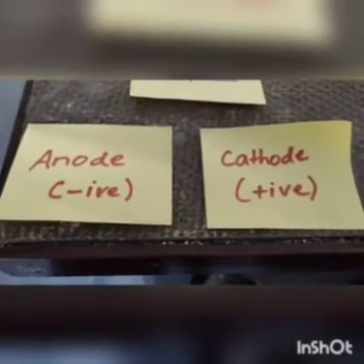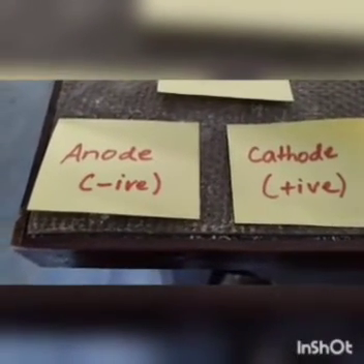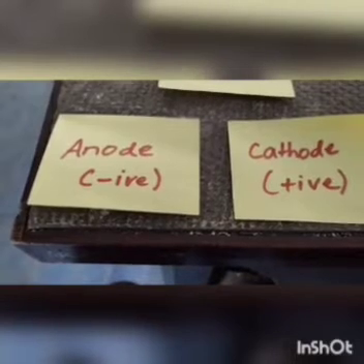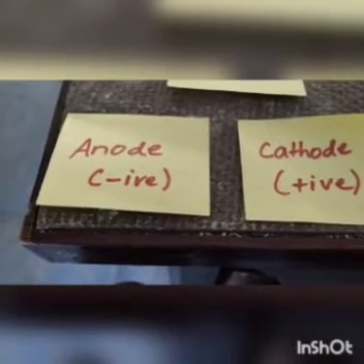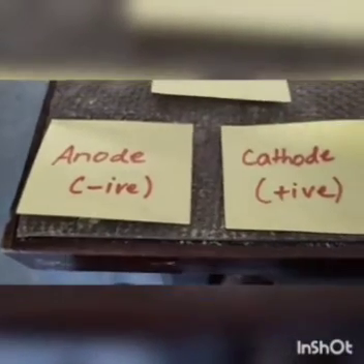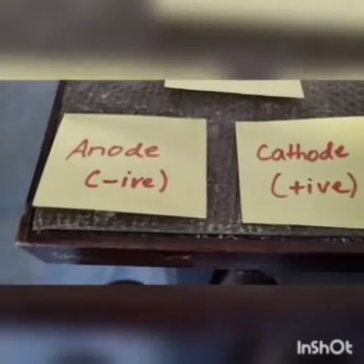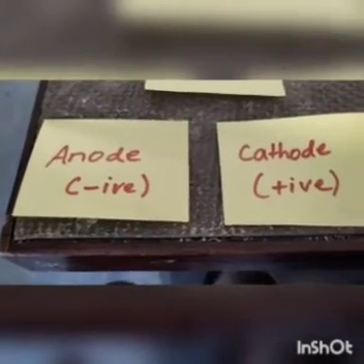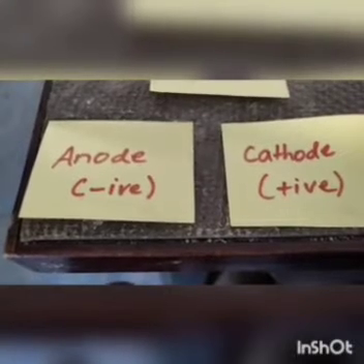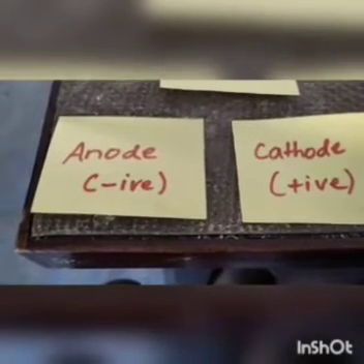In electrolysis, we have a solution of a salt with two electrodes. Electrodes should be inert; they cannot react with the solution. First is the anode and the other is the cathode. The negative one is called the anode and the positive one is the cathode.